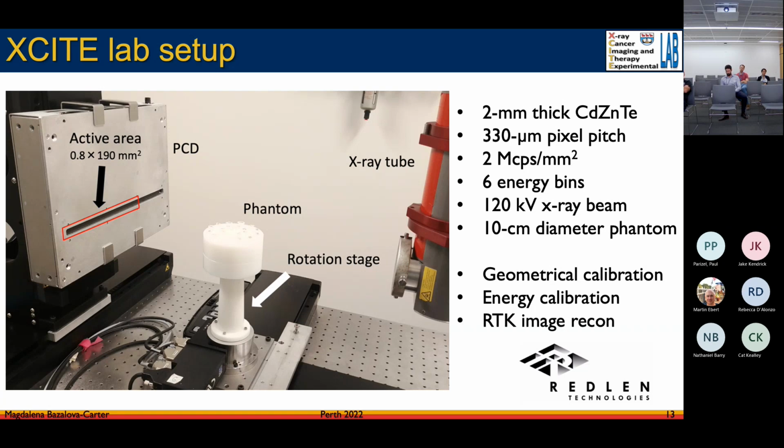And now we have a detector that has an active area of 8 times 190 millimeters square. Actually, I don't think that's correct. It should say 8 times 190 millimeters square. So it's about 20 centimeters in length and about 1 centimeter in height.